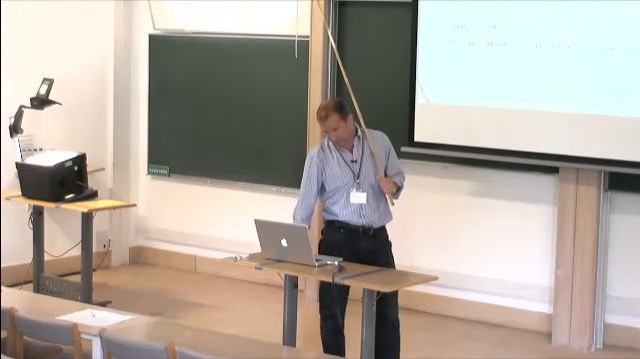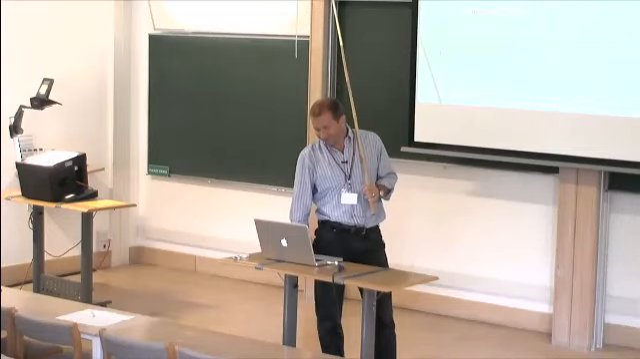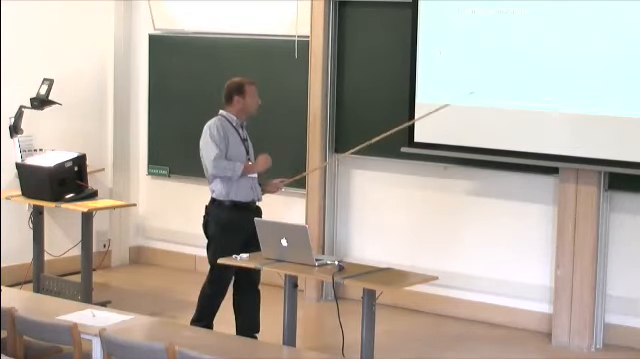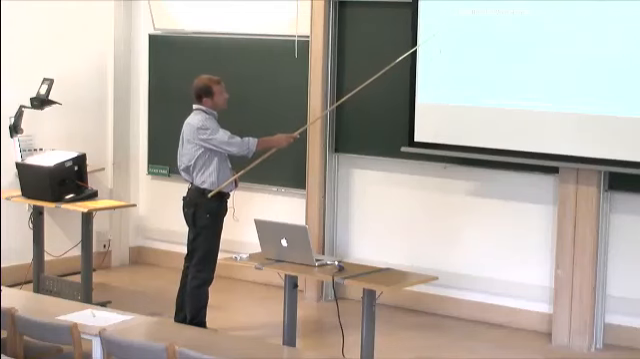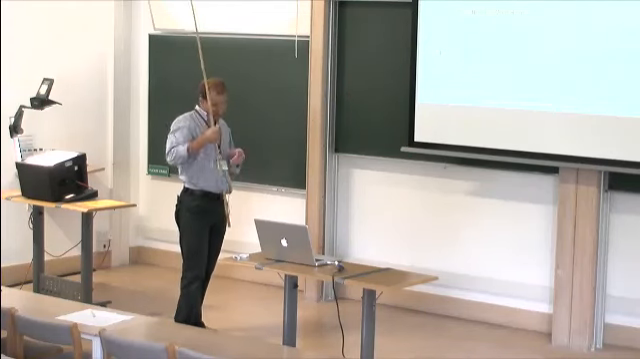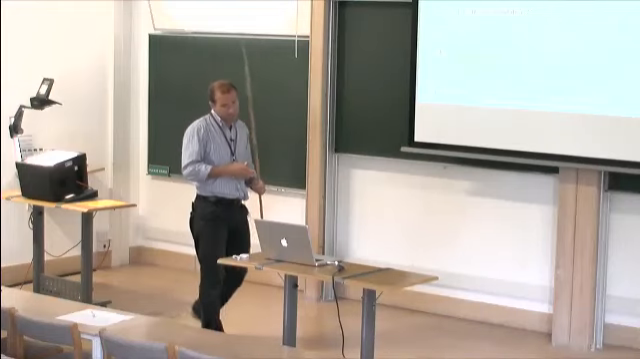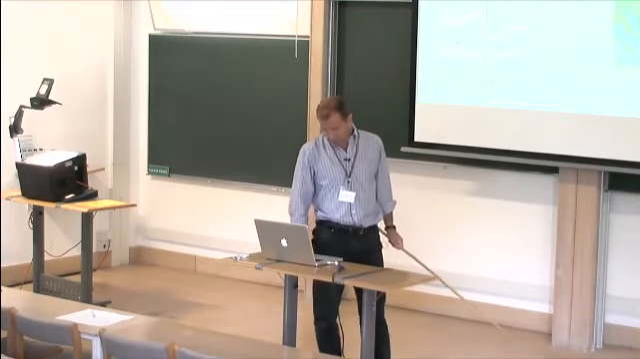We need to check that, but I think it's an important point that the prediction is really completely not followed by the data. So let's look at the consequences of these blobs. I said I've chosen two examples. One I think is particularly interesting for this audience, also based on the discussion we had yesterday. What do the blobs do to the plasma flow, or to the plasma rotation?